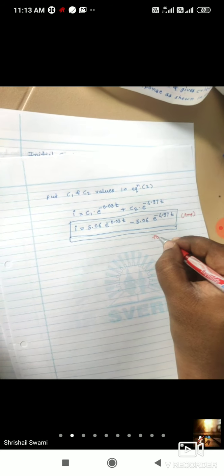So you can write unit ampere because this is the current, and this is for t greater than or equal to 0. So this will be the answer of your question. So this will come by practice. The more you practice, the better you will solve this problem. Minimum it will take 15 minutes, maximum 15 minutes. We will solve one more.